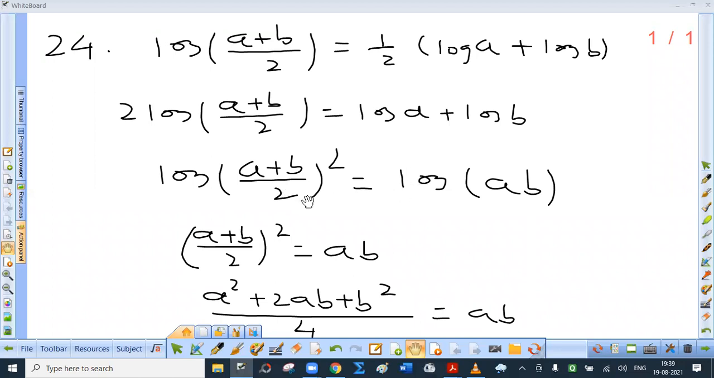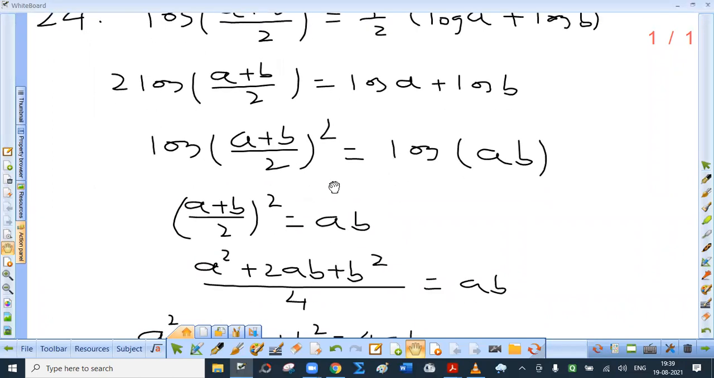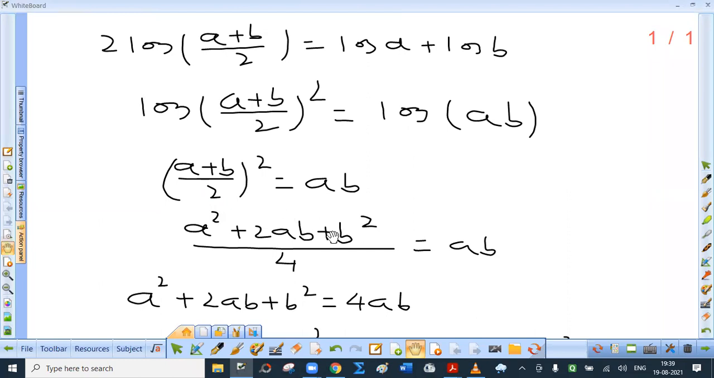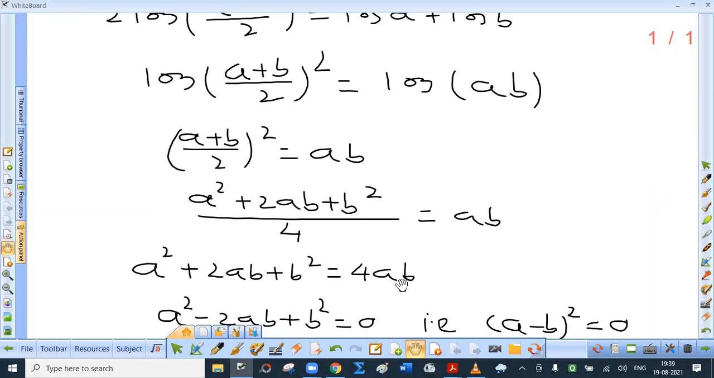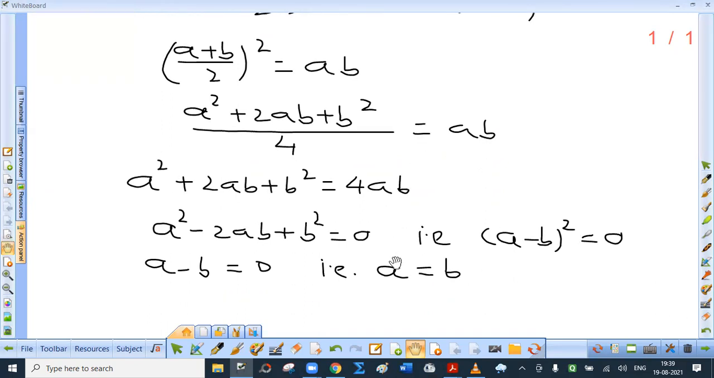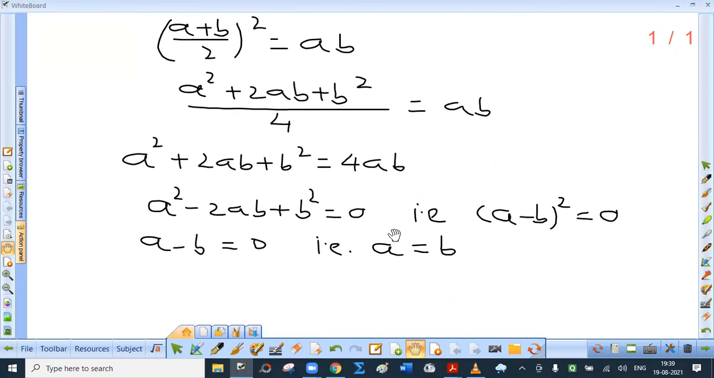Don't say divide by log. You need not write anything, but if you want to write, you may say taking antilogarithm of both sides. So a plus b by 2 whole square is ab. Simplify, cross multiply, bring 4ab to LHS. So that gives me a square minus 2ab plus b square equal to 0. That is a minus b bracket square equal to 0. So that gives me a minus b equal to 0. That is a equal to b. Right.